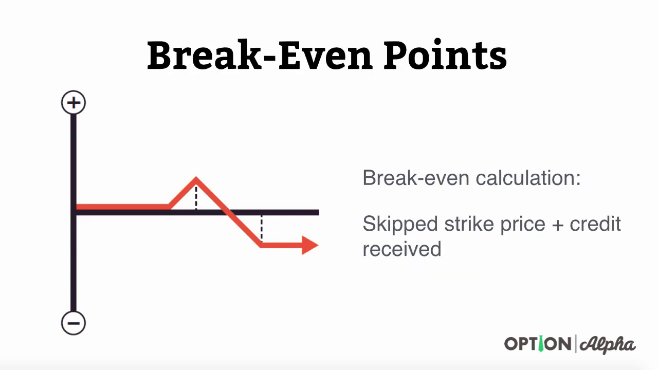As far as break-even points, it's very easy to calculate with these strategies. Basically, what you do is you take the skipped strike price, so whatever strike price you skipped over, and you add to that the credit that you received if you took in a credit. And this gives you your break-even point, which will be somewhere just over where that skipped strike price is.